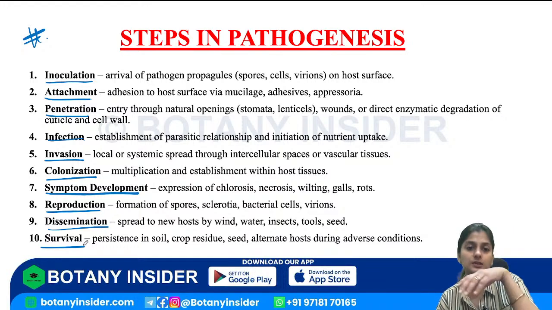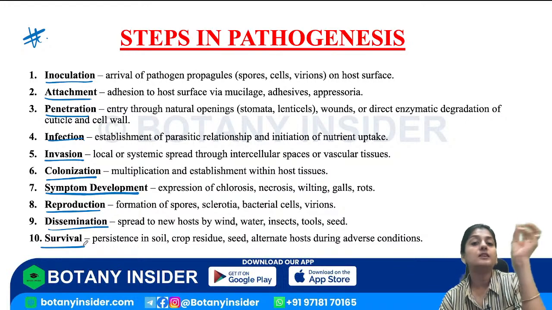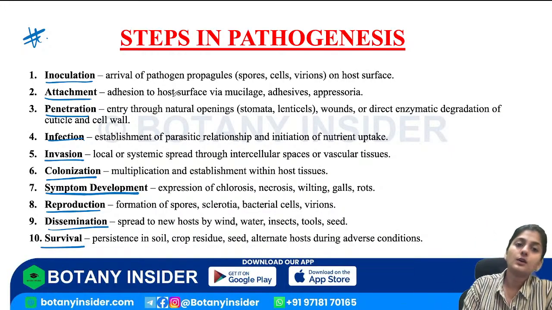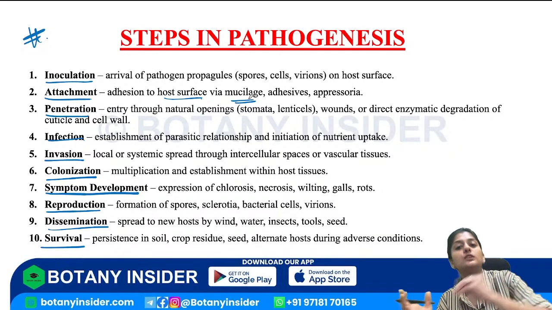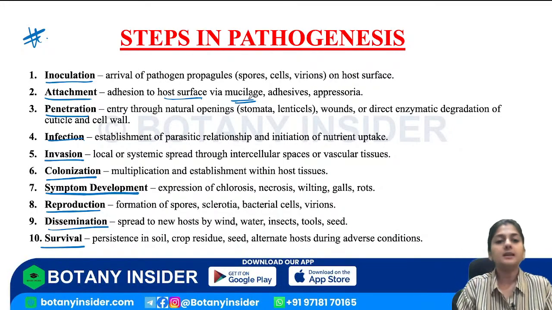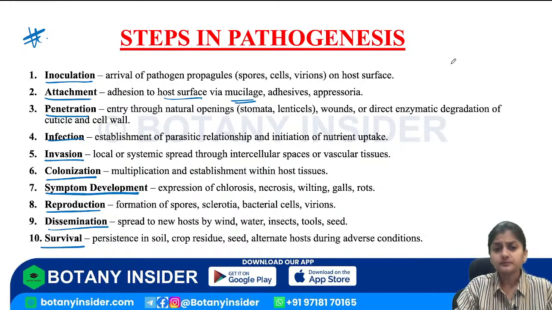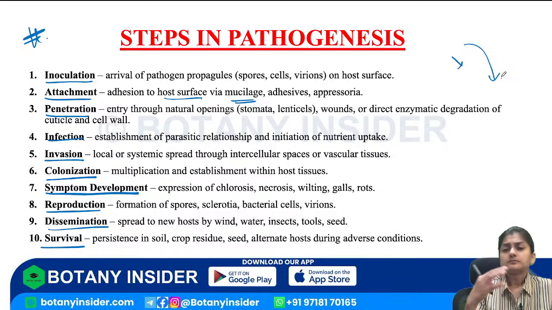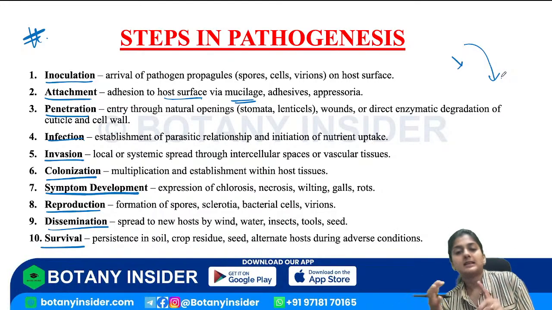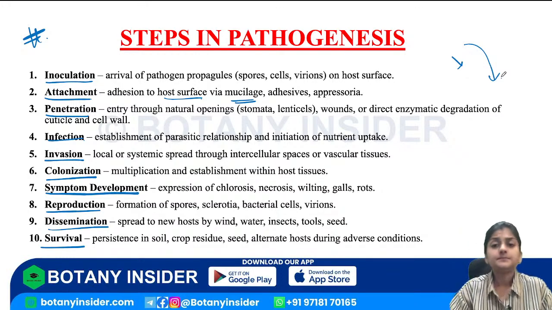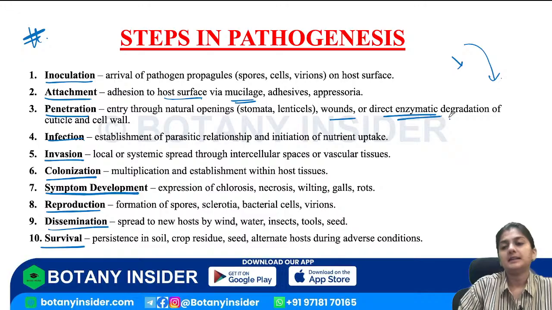Starts with the inoculation, that is when there occurs arrival of the pathogen propagules, right? Then attachment, so adhesion to the host surface via mucilage, adhesives, appressoria, anything. Then penetration, that is after the attachment, penetration into the plant body. It can be via direct natural openings like stomata, lenticels. It can also be wounds, direct enzymatic degradation, etc.